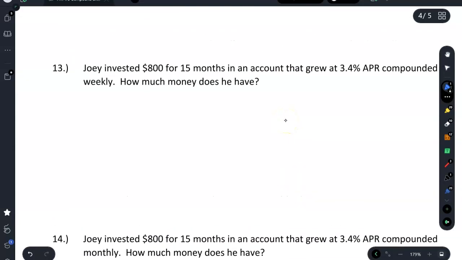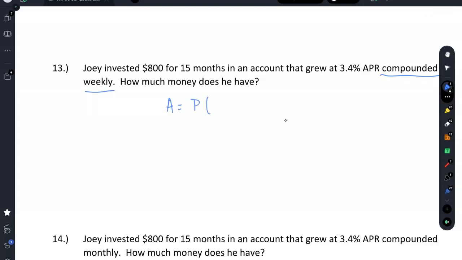Number 13, Joey invests $800 for 15 months in an account that grew at 3.4% APR compounded weekly. So as soon as I see compounded weekly, go ahead and write down the formula for compounded when I know what my N is. And it's not compounded continuously. So he invested $800, so that's how much money he started with. The APR was 0.034. In weekly, if you look back at the chart, weekly was 52. So I'm going to have another 52 here.